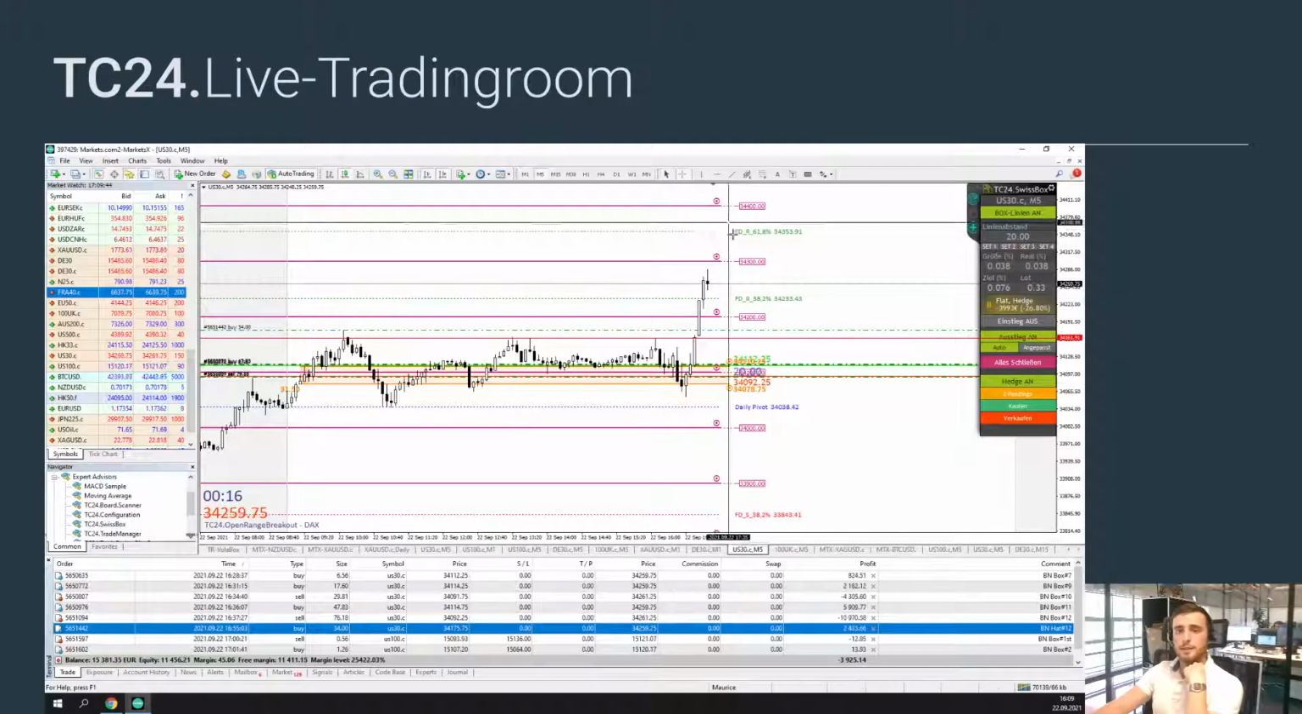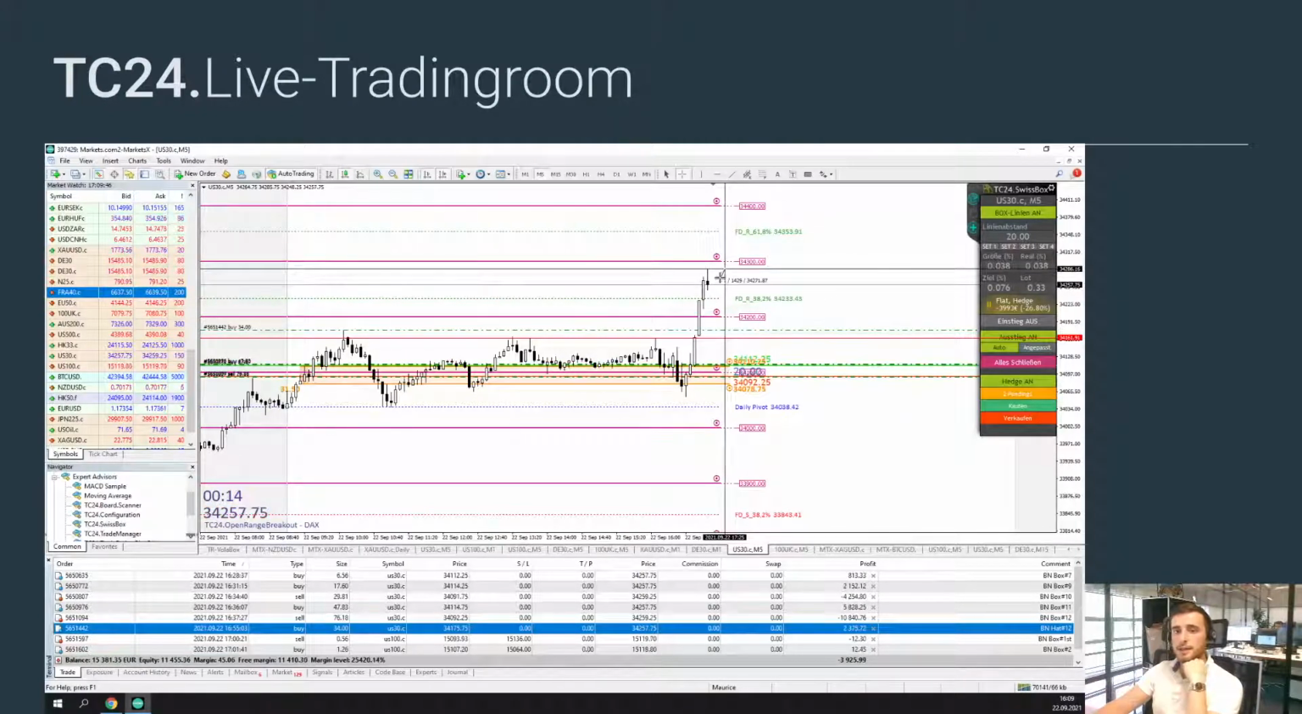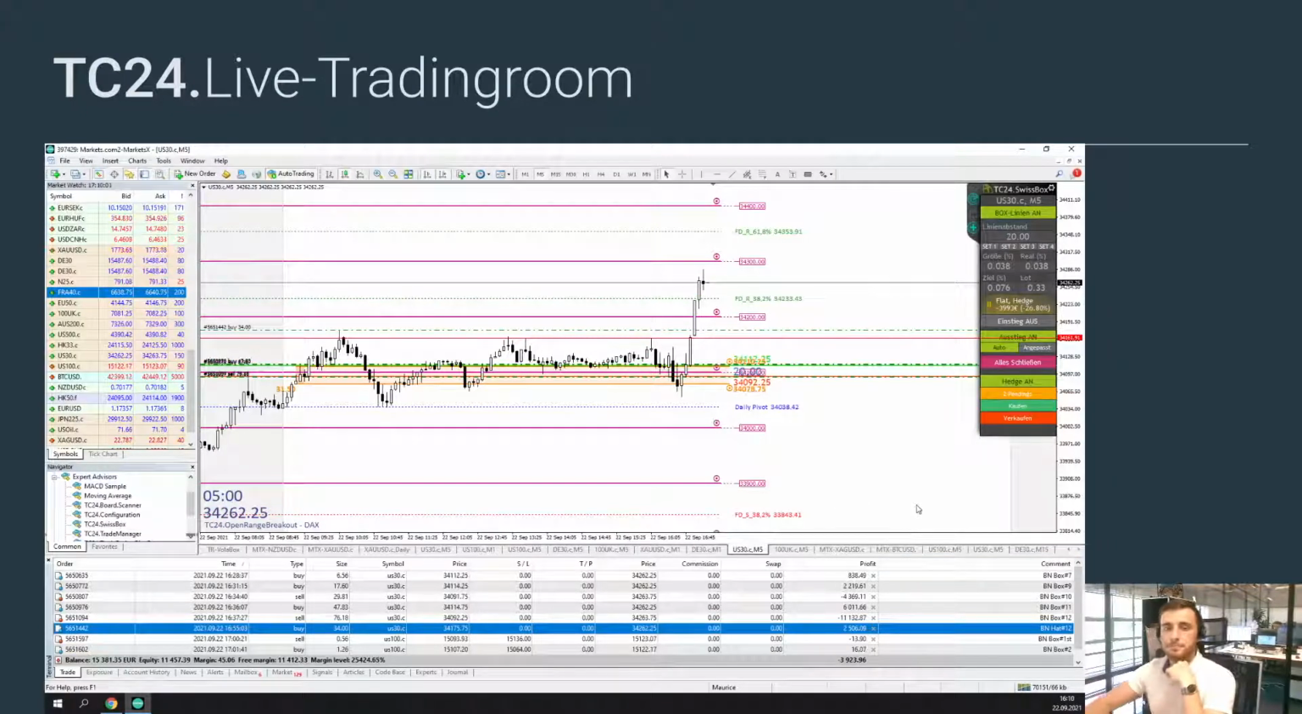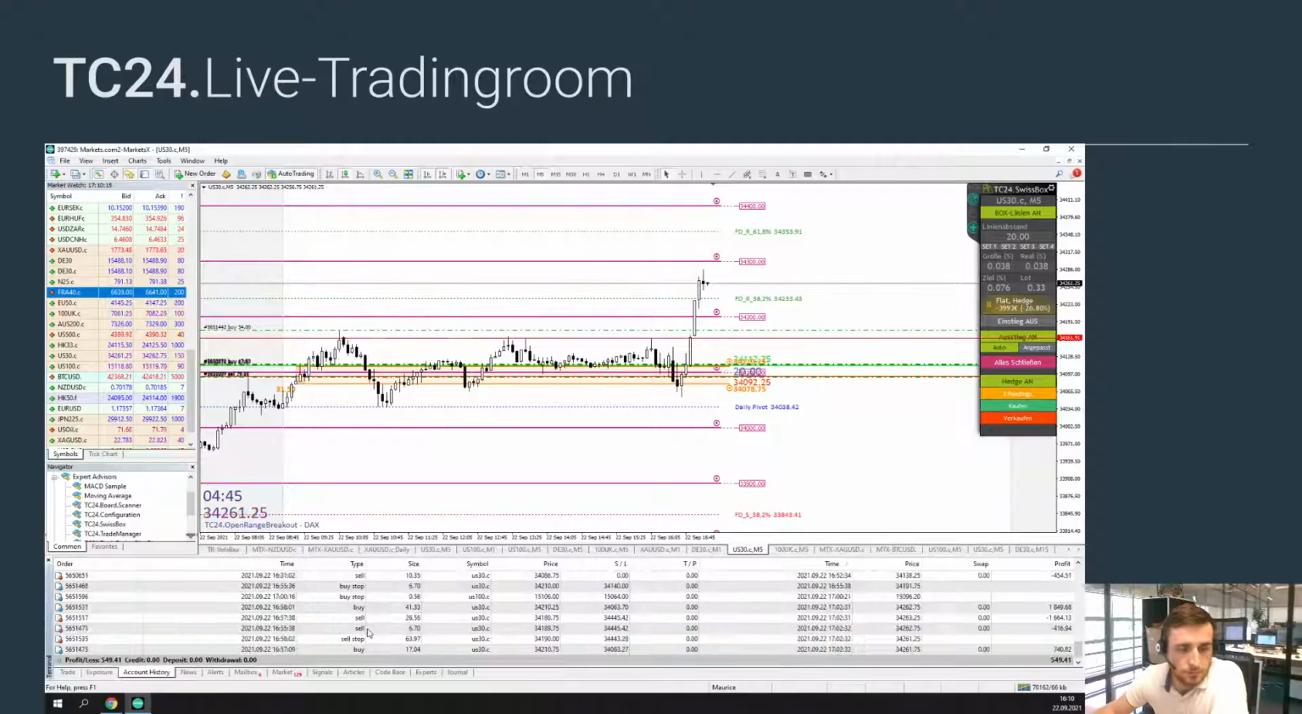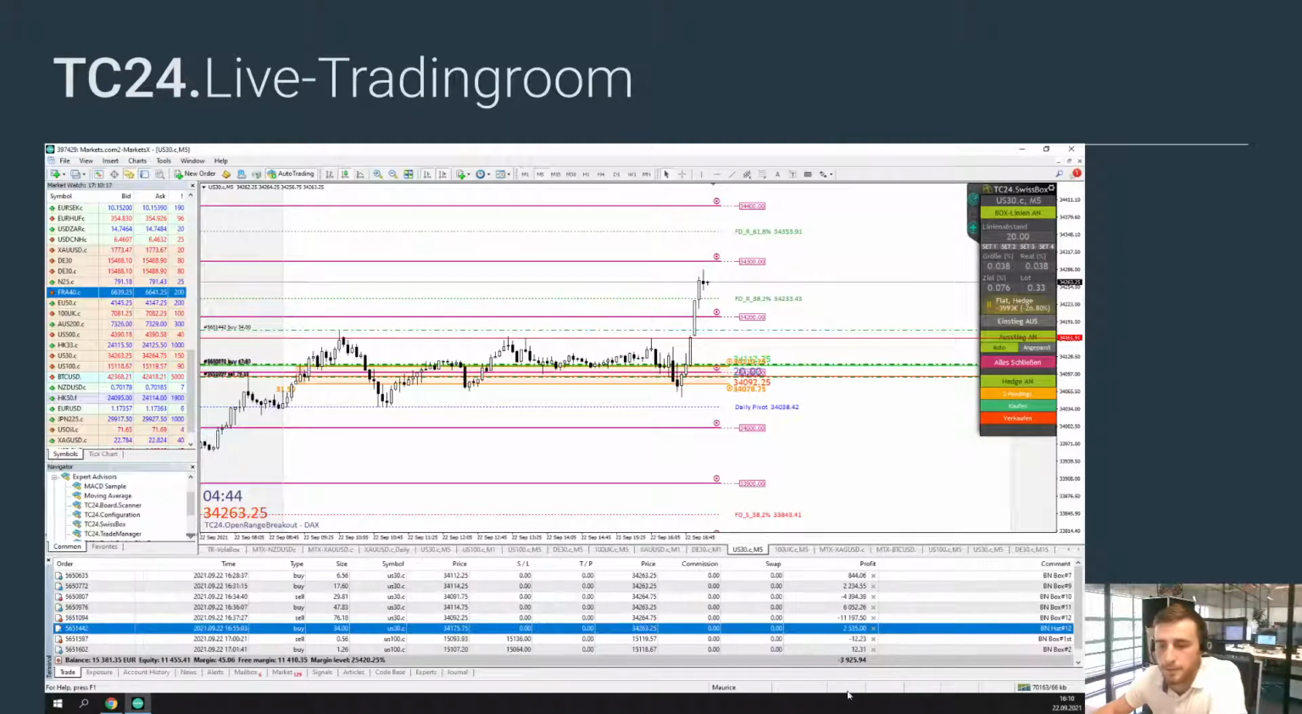So let's say here I deleted that hedge trade, and then the market comes down to here, and then I can close it. Then the market comes back up to another level, and then we delete that hedge trade again, and then we ride the pullback down. However, we've got 550 there.